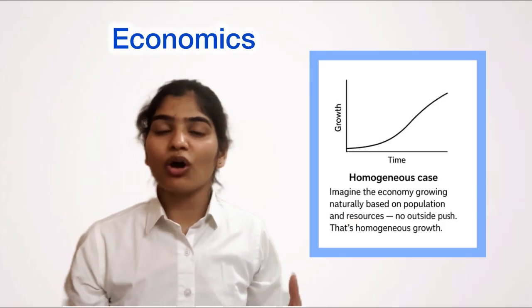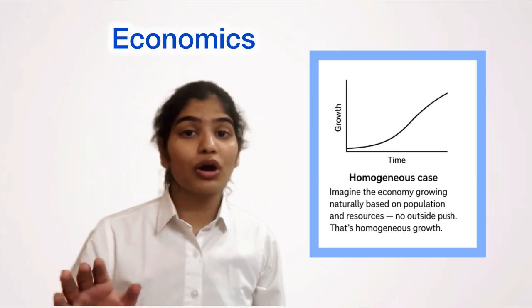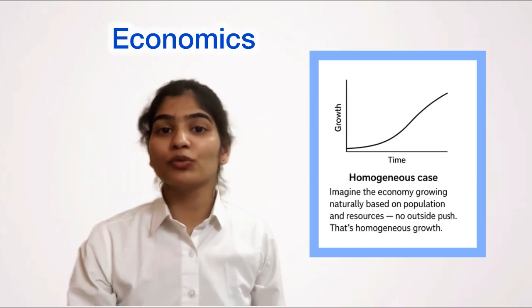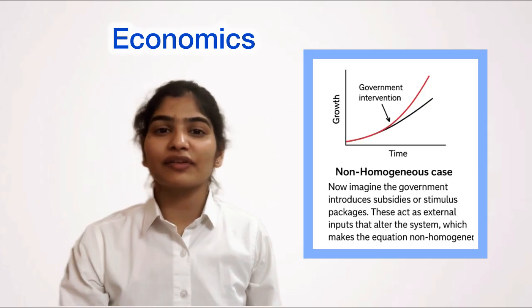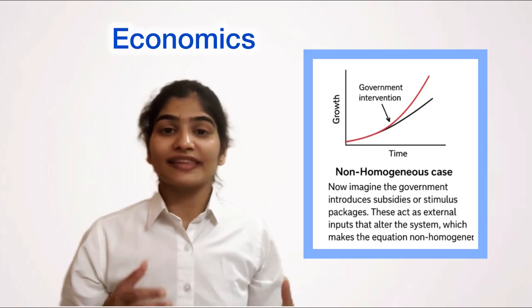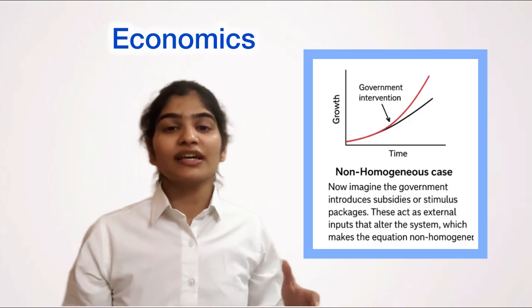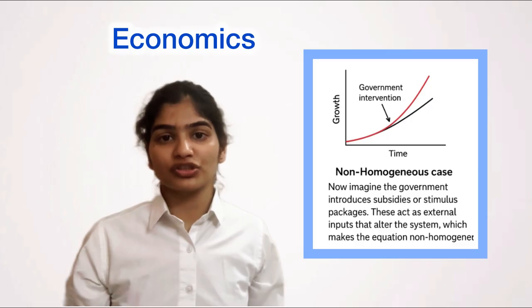For our second field, we have economics. So imagine the economy growing naturally based on population and resources. No outside push. That's homogeneous growth. But if you imagine the government giving out subsidies or stimulus packages, these act as external inputs that alter the system, which makes the equation non-homogeneous.